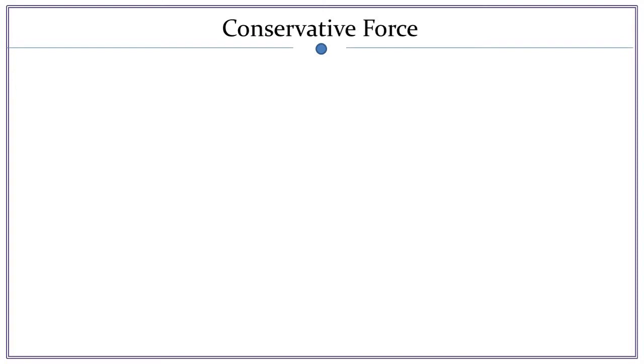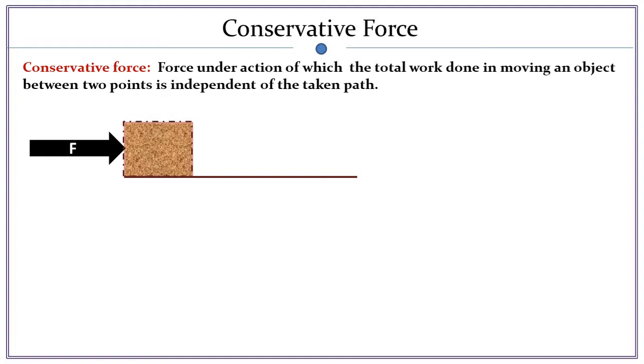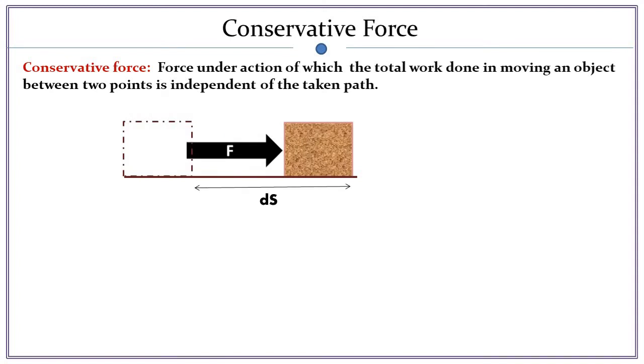What is conservative force? First see the definition, then we will try to understand it. Conservative force is a force under the action of which the total work done in moving an object between two points is independent of the path taken. In the previous lecture on mechanics, I discussed work done in detail. We have seen that if you apply a force on an object and under the action of this force, the object moves a distance ds, the total work done is given by F into ds. In vector notation, it is the dot product between force and the displacement.